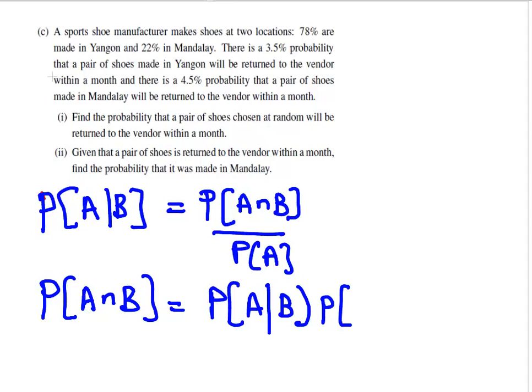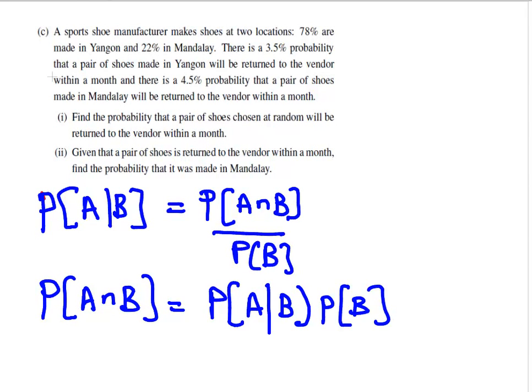I messed that up there actually, sorry. It is probability of A given B, and that's times the probability of B. Sorry, I just misquoted there. That's the conditional probability formula, and that's how we can rearrange it. So probability of A and B is equal to the probability of A given B times the probability of B.